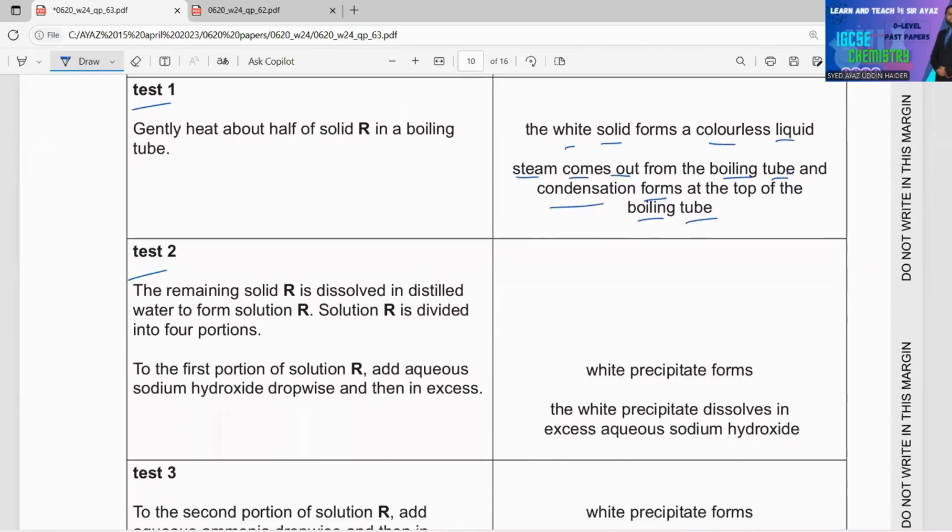In test 2, the remaining solid R is dissolved in distilled water to form solution R. Solution R is divided into 4 portions. To the first portion of solution R, add aqueous sodium hydroxide dropwise and then in excess. White precipitate forms. The white precipitate dissolves in excess aqueous sodium hydroxide.